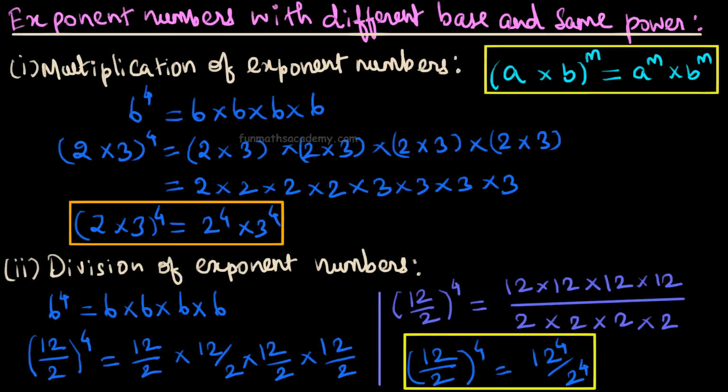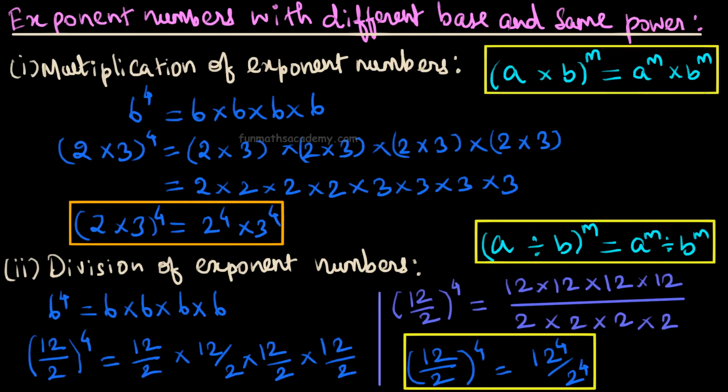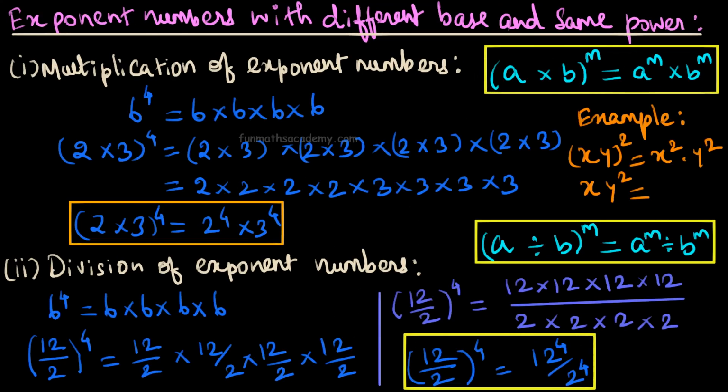From this we can see that when two base numbers are divided and have same power, then that power can be written individually for both the base numbers. So, xy the whole square can be written as x square times y square. Now, how will you write x times y square? Here, there are no braces, so the power 2 belongs only to y. There is no equivalent index form for this.